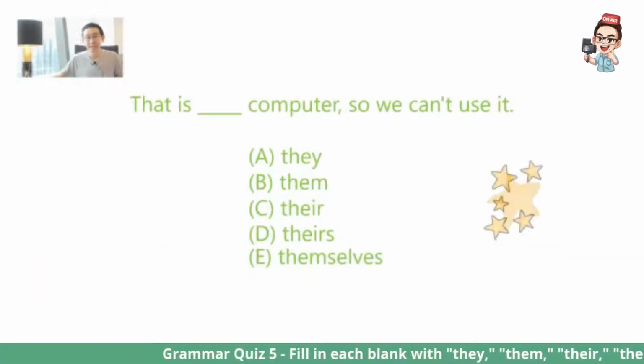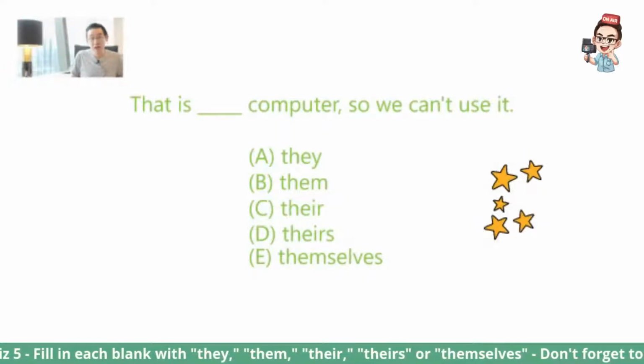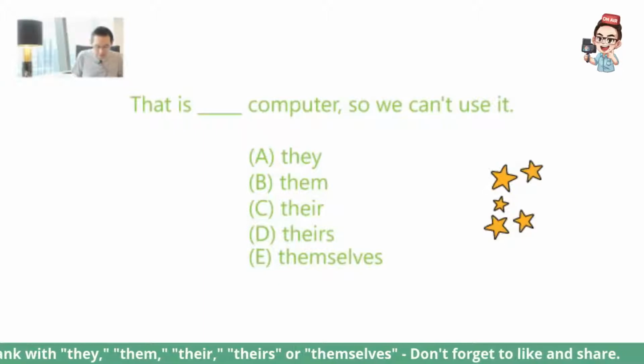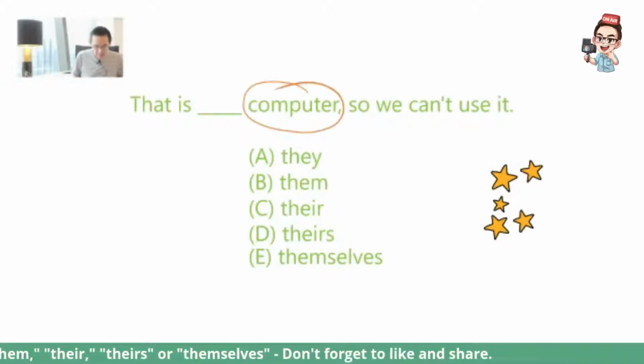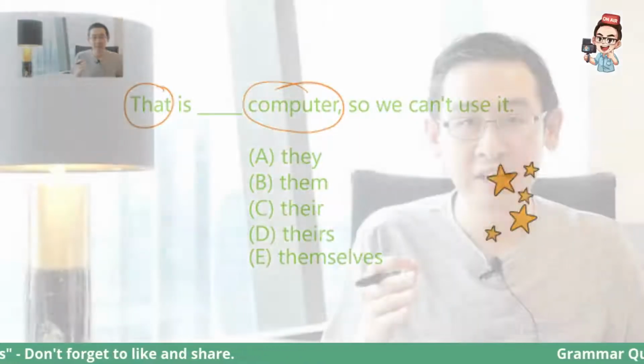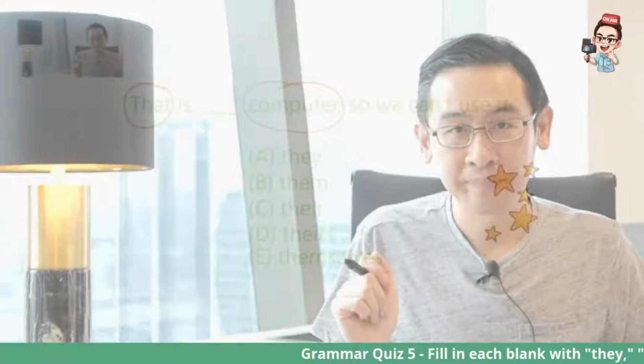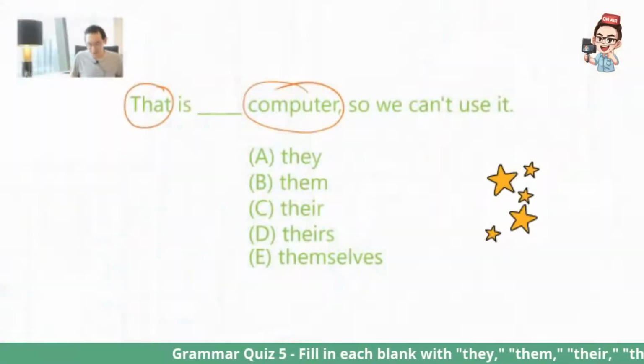So let's look at the sentence together first. That is something computer, so we can't use it. Okay, it's talking about a computer, right? That thing. If you say that, maybe you're pointing at something far away. Okay, that thing, it's not near us. Okay, so let's go back to our sentence.